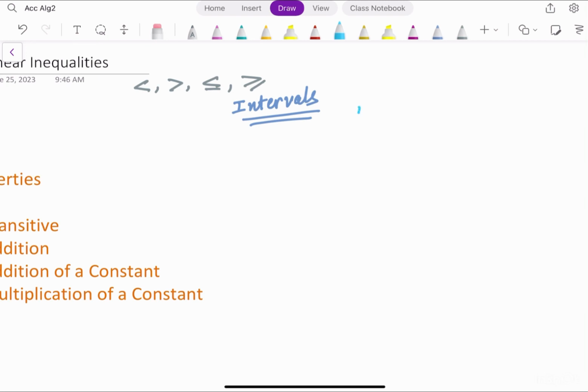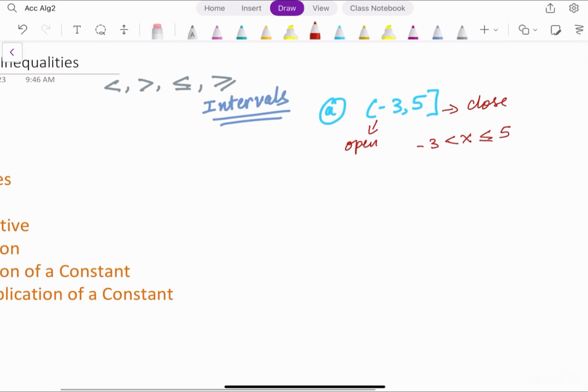So, let's take one example. For example, we have (-3, 5]. Now there are two different types of symbols: we have the parenthesis and the bracket both. The first one is called open and the second symbol is called closed. So the open means -3 is not included, but 5 with the closed bracket means 5 is included. The inclusion is there. So I can write it as the compound inequality that x is greater than -3, but not equal to -3, and x is less than or equal to 5. So this is called bounded.